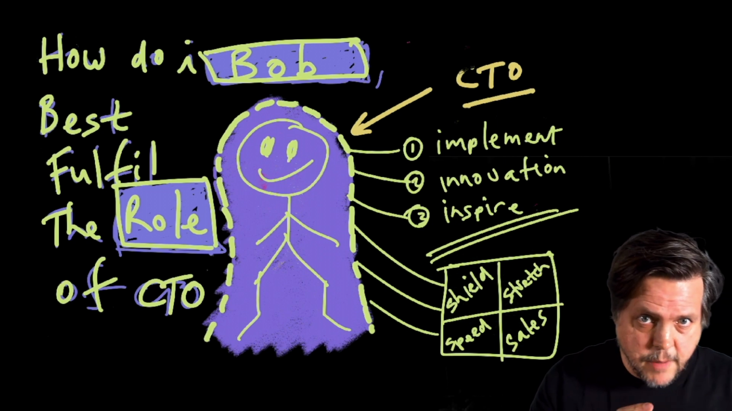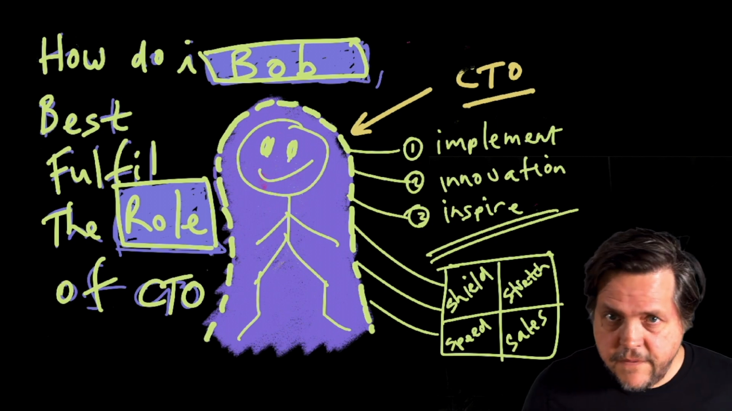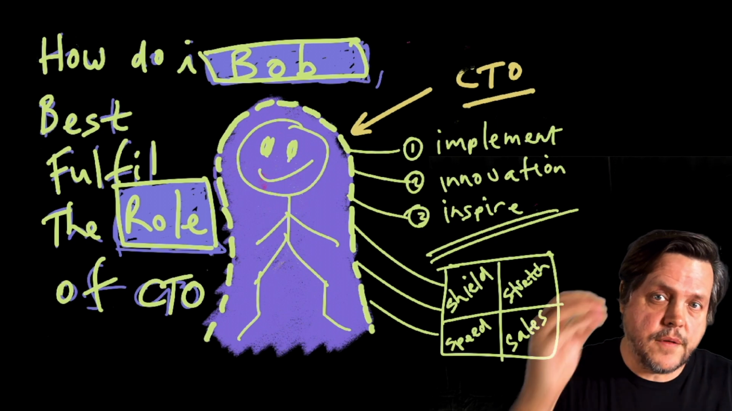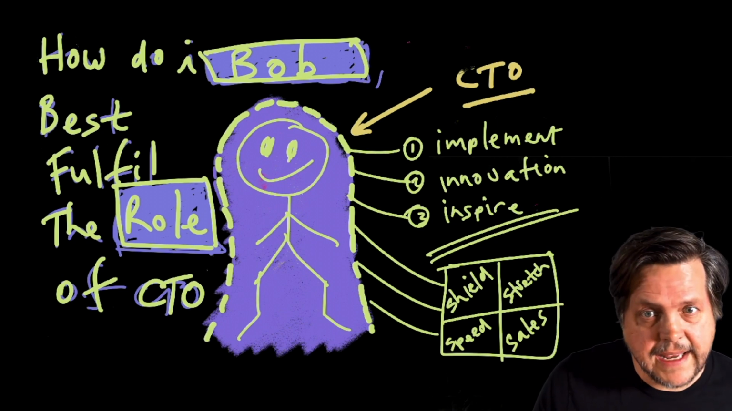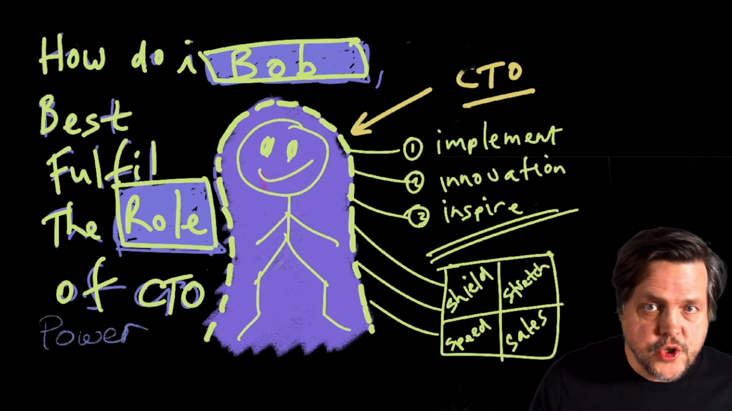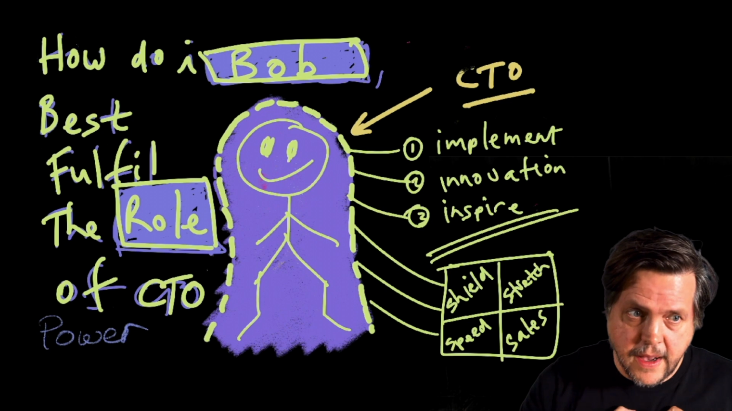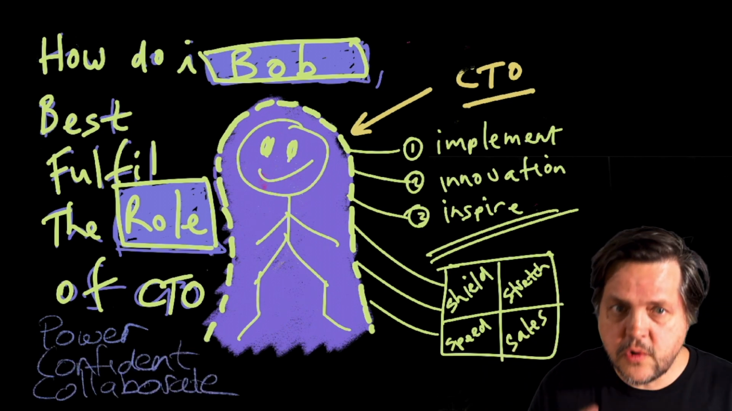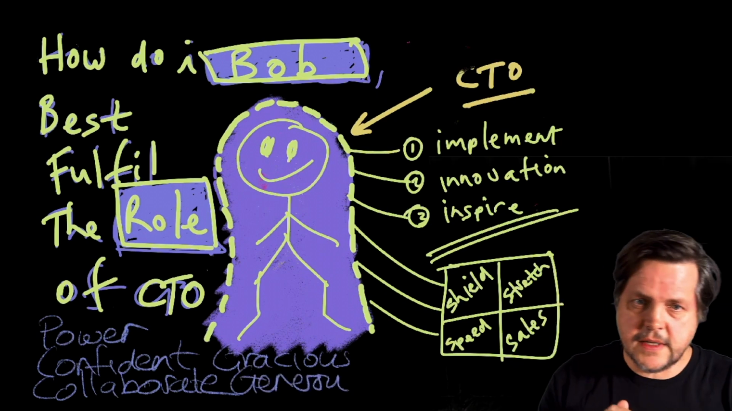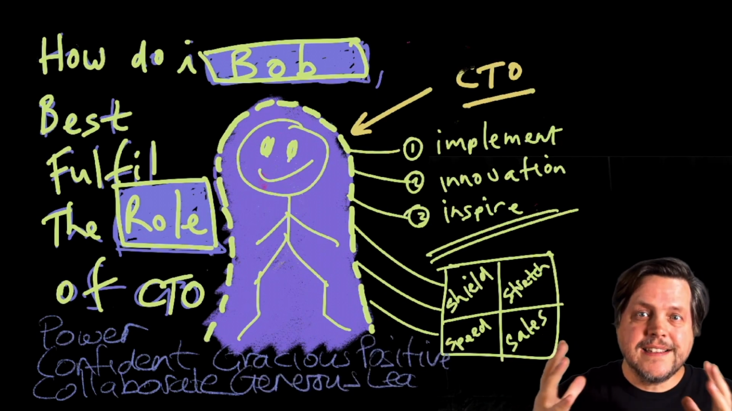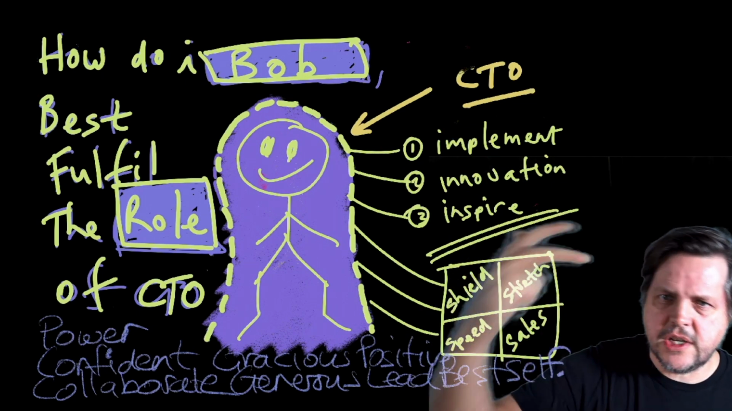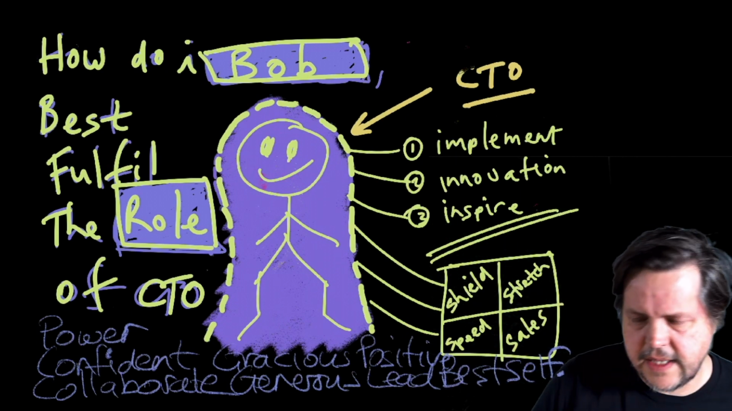So in this case, Bob is saying, not I am devalued, I am this person, I'm not getting my needs met, but, how do I fulfill my role as best as I can as the CTO? And so when you do that, you start showing up in your own power, your own confidence, your own spirit of collaboration, being gracious, being positive, being generous, being a leader inside of the role that requires implementation, innovation, inspiration, and all these other functions that the CTO has.